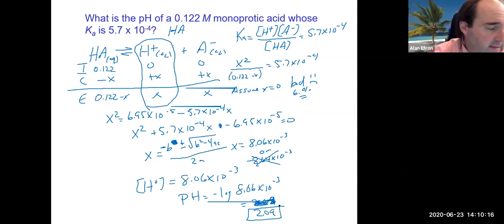The 6.95, that came from, so we're talking about this number here. That came from multiplying 0.122 by 5.7 times 10 to the minus 4. So we basically multiply this entire thing to the other side, and that's where these numbers came from.